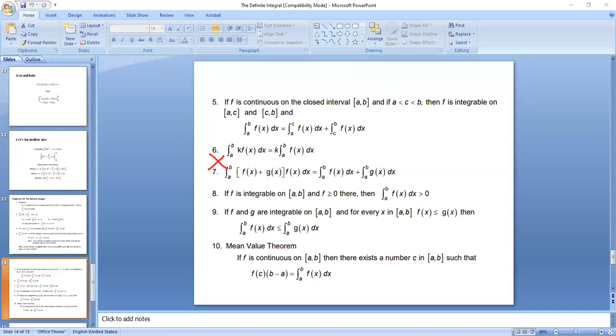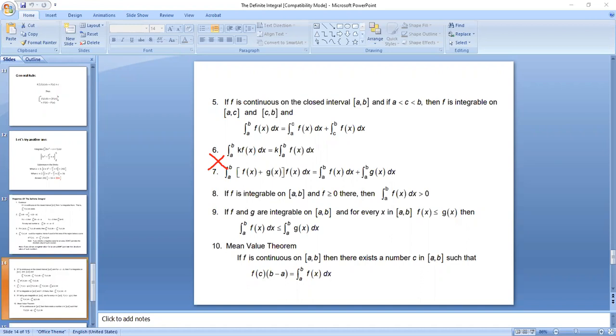If f is integrable on the interval AB and f is greater or equal to 0, there then is this particular integral value which is greater than 0. So if this function that you have is integrated and this function has a value which is greater than 0, then expect that the integral value of such a function will also be greater than 0. Because in the first place, its value is greater than 0.